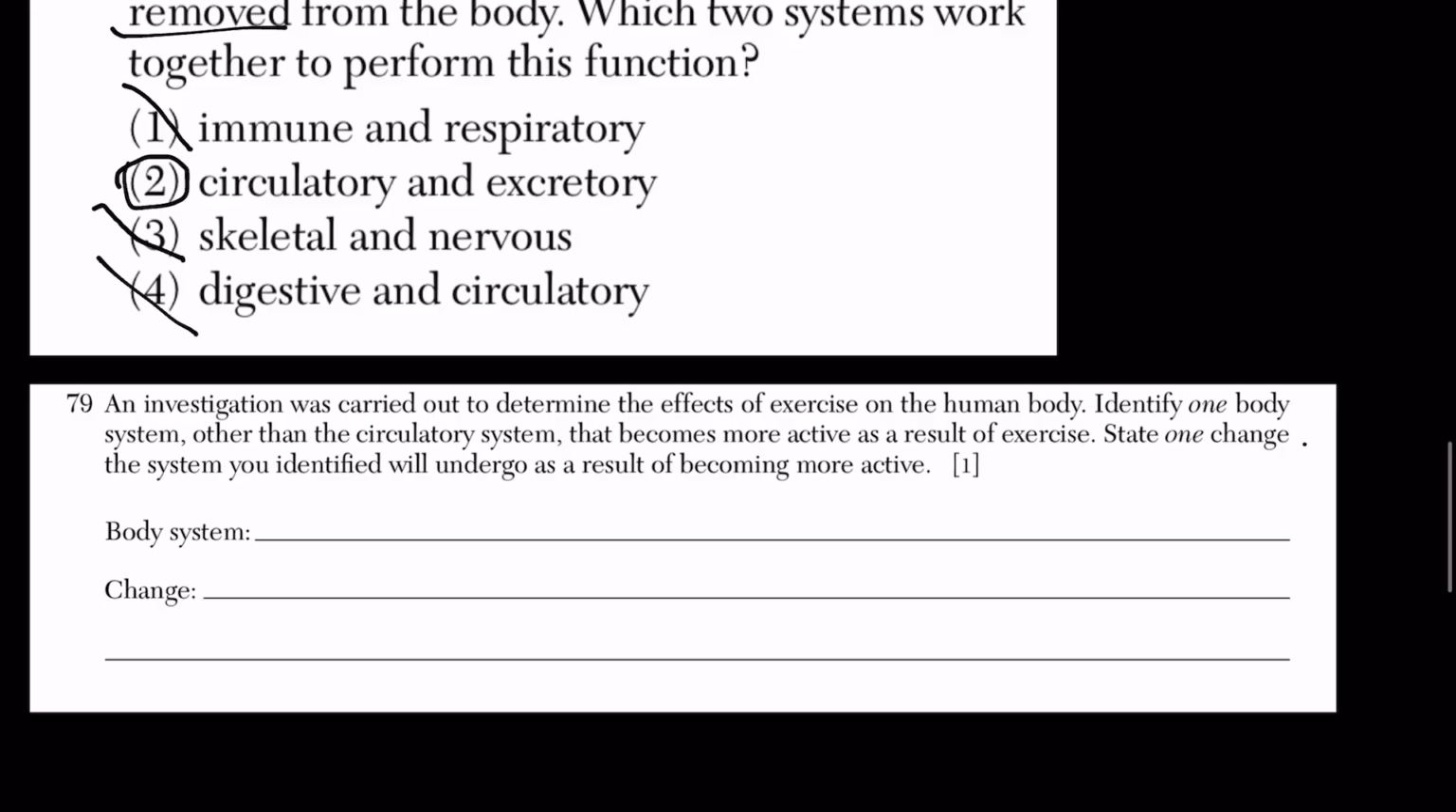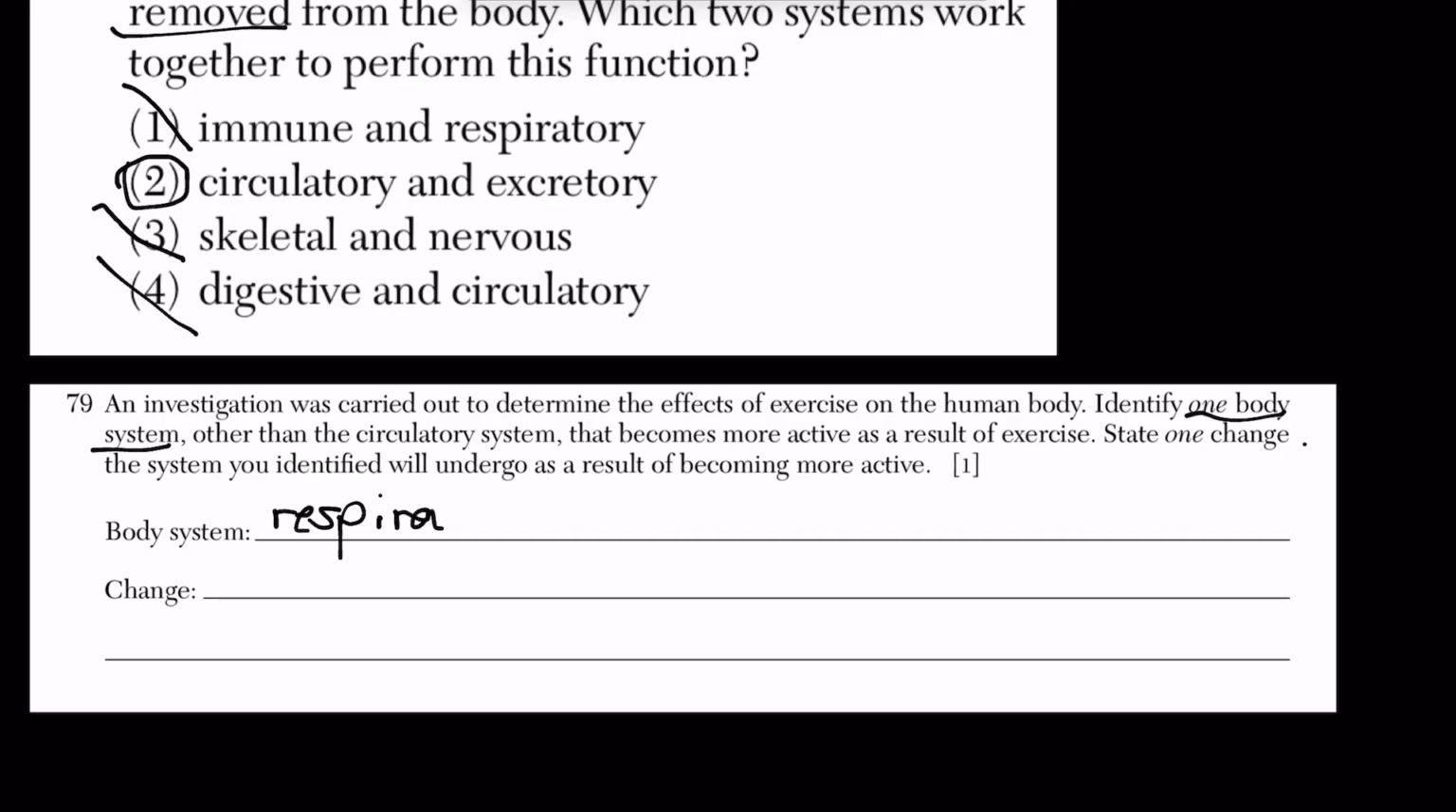And then finally, we have question number 79, which says that an investigation was carried out to determine the effects of exercise on the human body. Identify one body system other than the circulatory system that becomes more active as a result of exercise, and state one change in that system. So this goes back to the Making Connections lab we saw. The other body system that was primarily affected was the respiratory system. So we'll write that on the first line, the respiratory system.